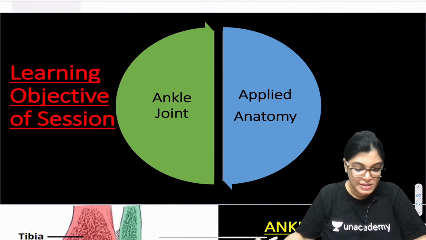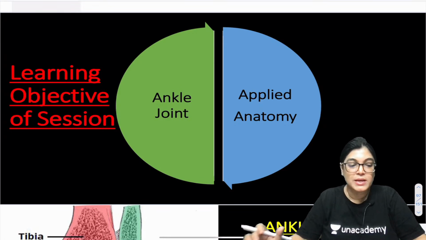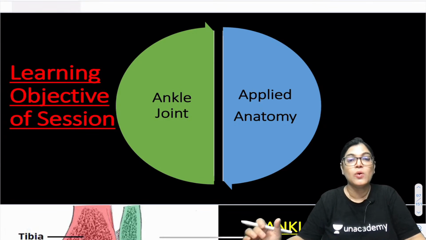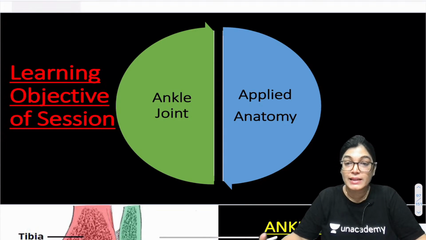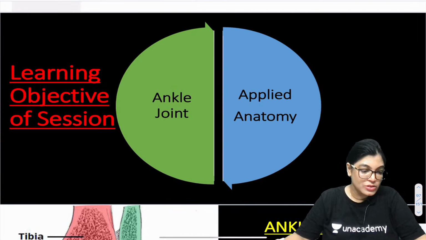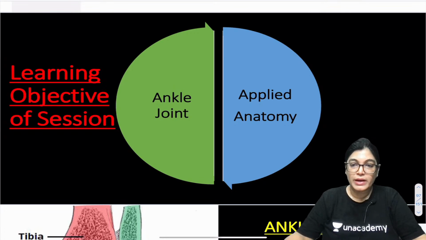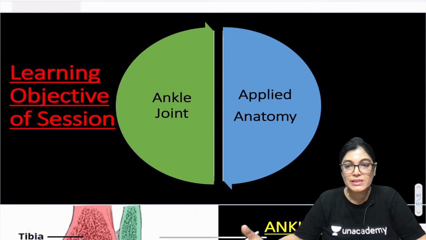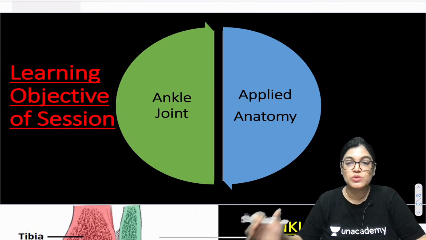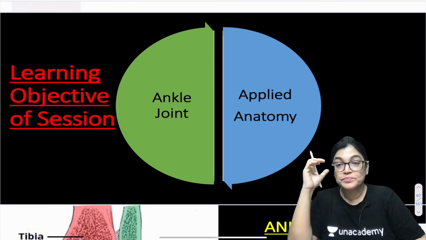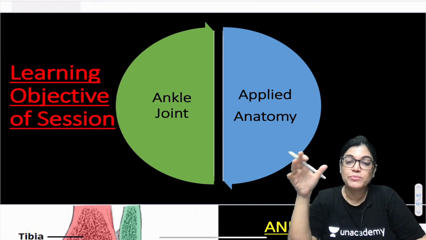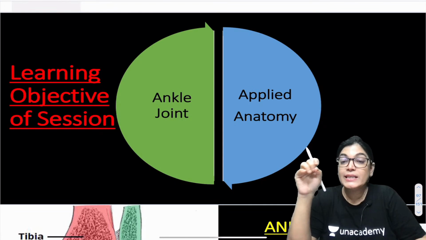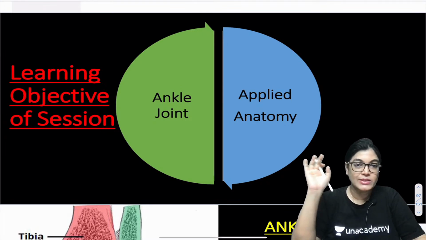So let's start with the session now. First, what we have to finish is the whole anatomy of the ankle joint and then the clinical anatomy related to the topic. This is the target here. What I have seen in the previous years is that they ask so many MCQs from the ankle joint, not only for your university exam, prof exam, but also for your next NEET PG. It's a very important joint to be studied.